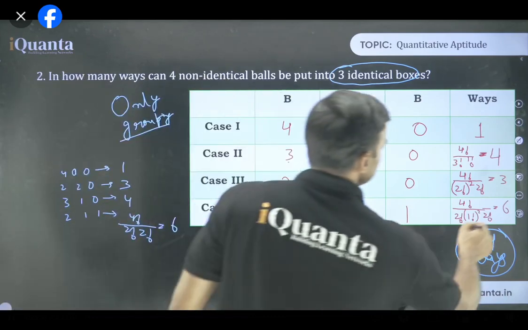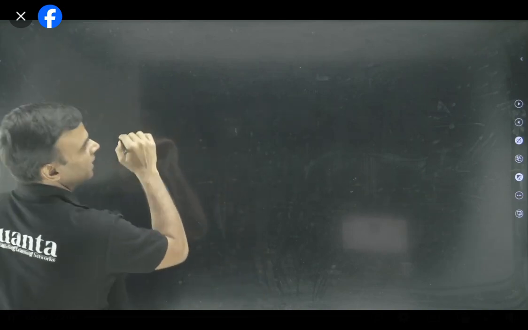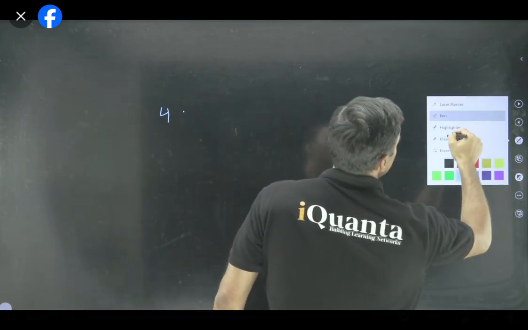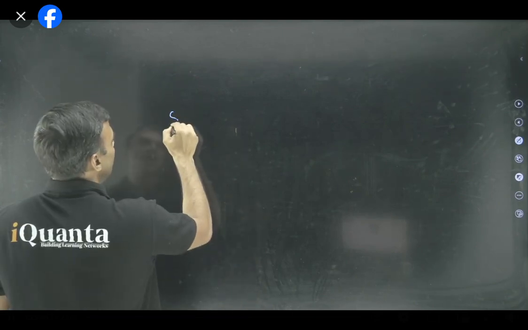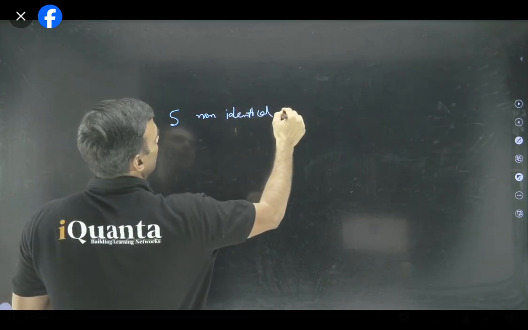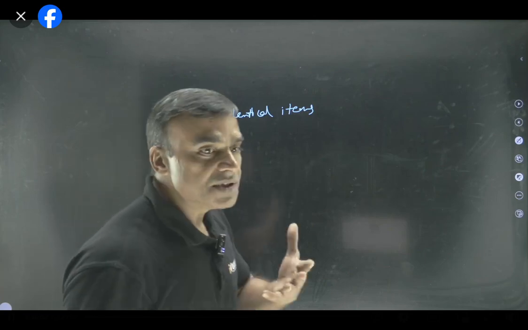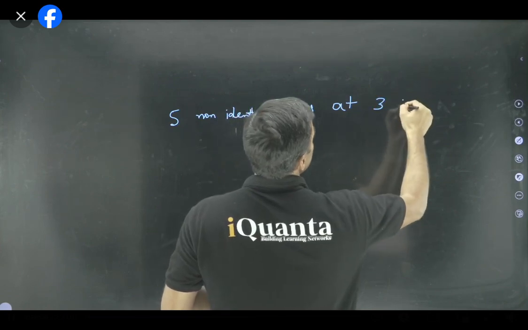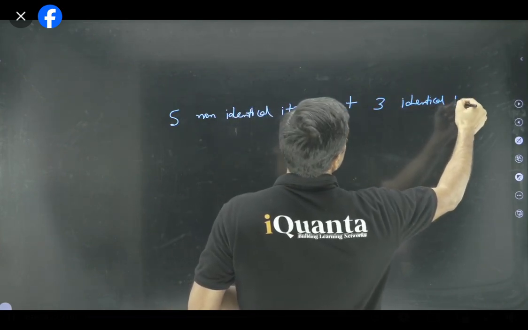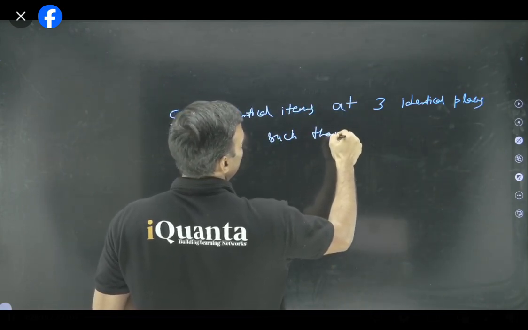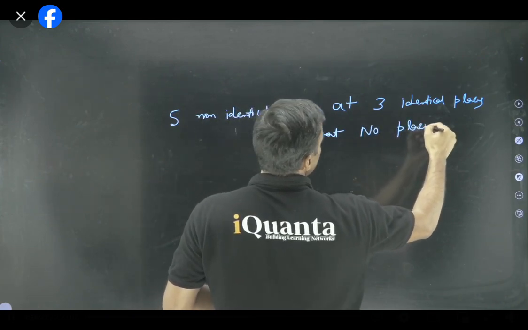I'll give you some examples. I'll put it like this. 5 non-identical items. Read the question carefully, okay? Understand, CAT questions are very beautiful. One of these beautiful questions is here. Identical items at 3 identical places, such that no place is empty.